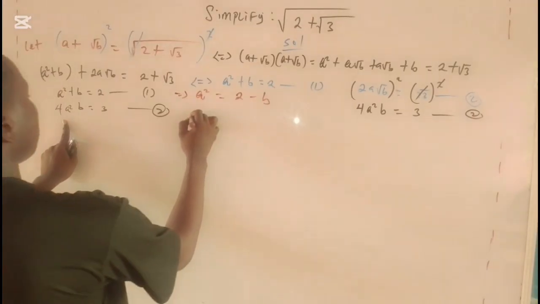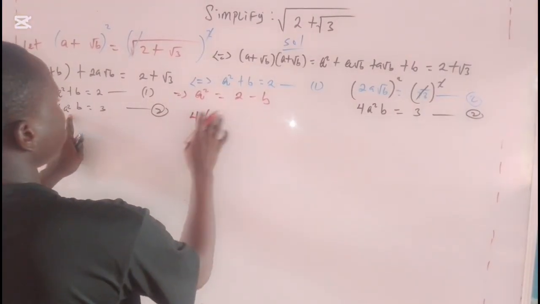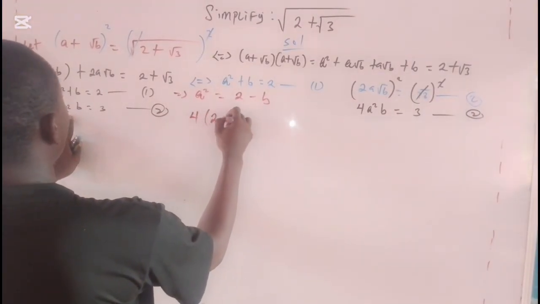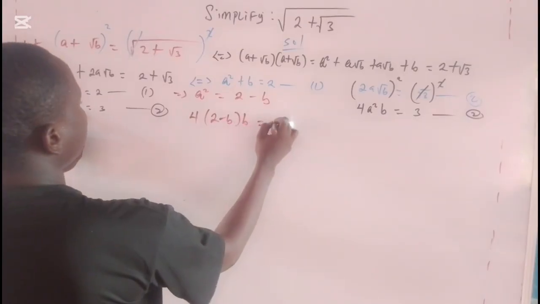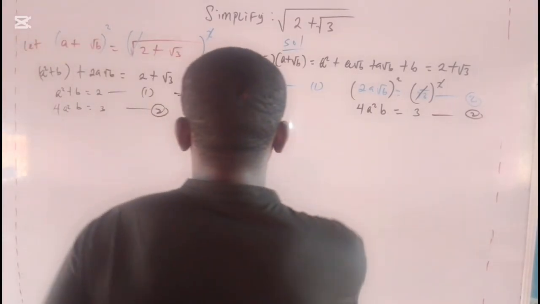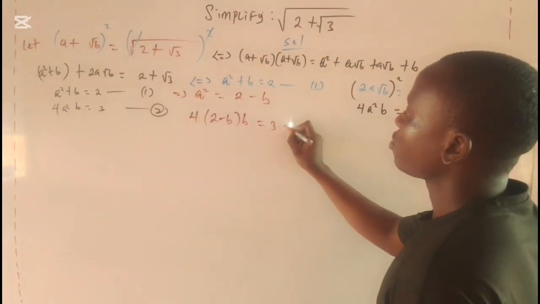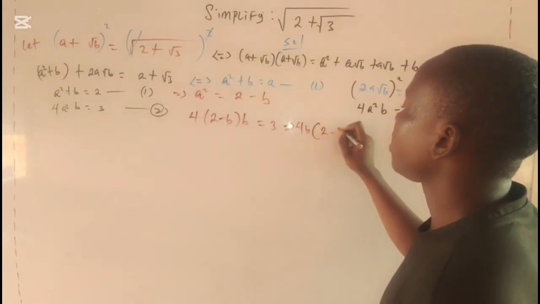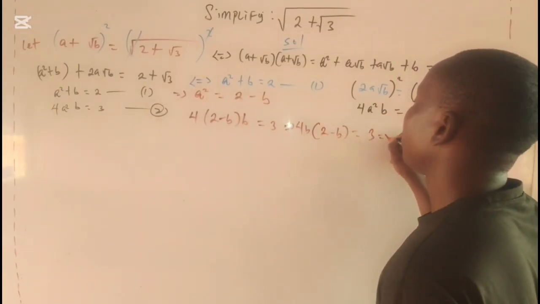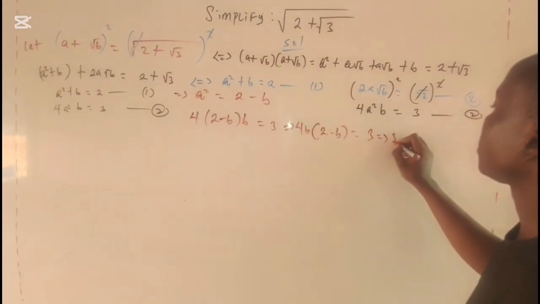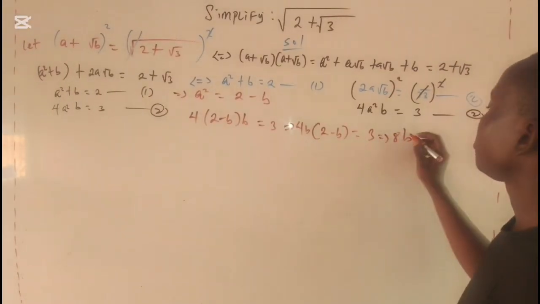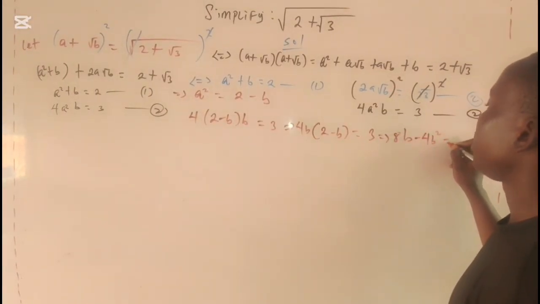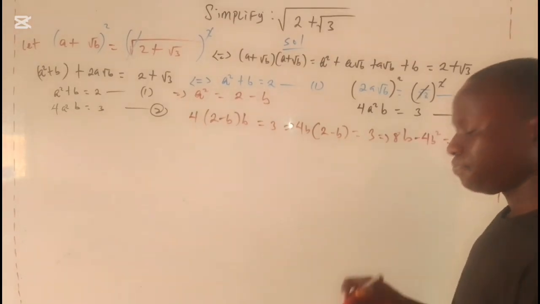So if you do that, we're going to have 4 into brackets. So instead of me writing a squared, I'm going to write 2 minus b, then multiply by b, which is equal to 3. Then you open the brackets, so this also means 4b, because 4 times b equals 4b, into bracket 2 minus b is equal to 3. So 4b multiplied by 2 will give us 8b. The 4b multiplied by minus b will give us minus 4b squared. And everything is equal to 3.